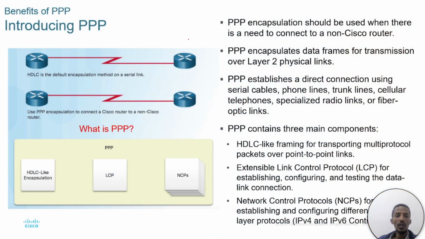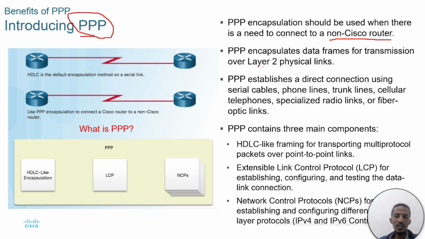So we said PPP. We are more interested in PPP because HDLC is a Cisco proprietary protocol. We don't need a proprietary protocol. We do need what kind of protocol? A protocol that can be used for all. So PPP you will use whenever you have a connection with a non-Cisco router.